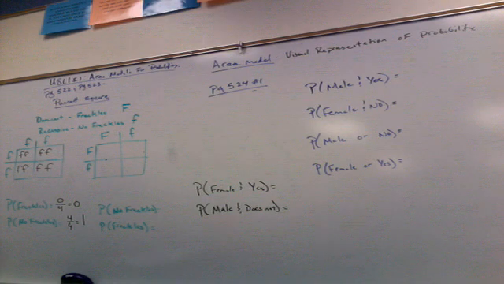Or do something like this. I know, Punnett squares are in biology class. But we're doing Punnett squares because they're a good representation of area models. Done? Yeah. Okay.